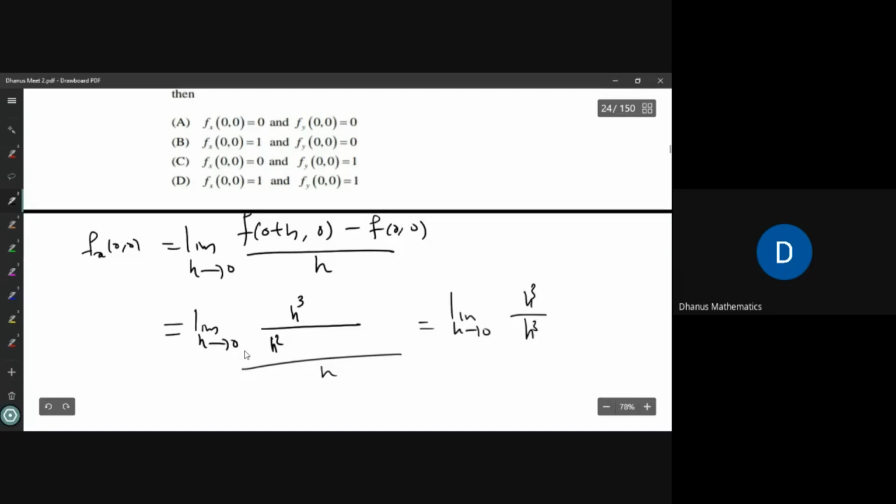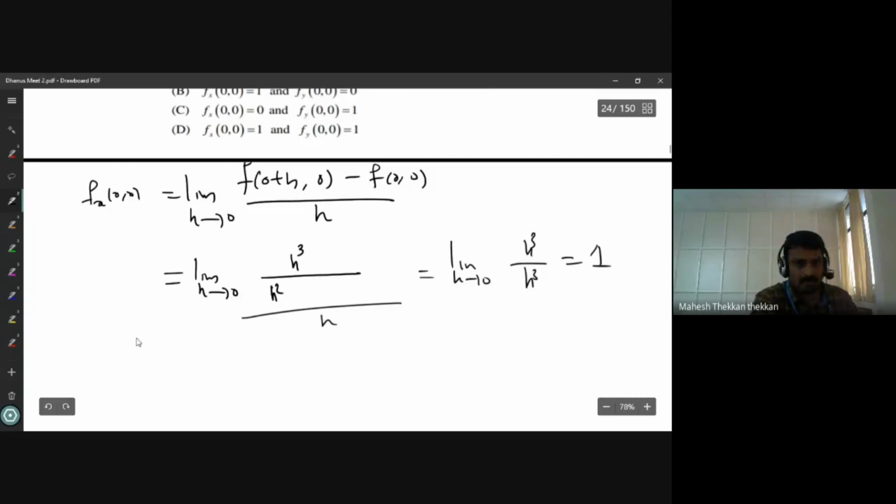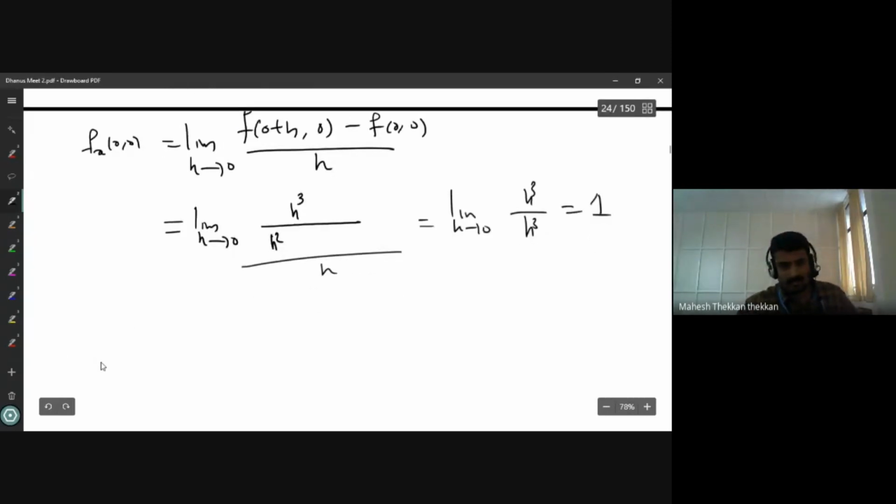You are commenting that option B is right. Yeah, it's 1. Correct. Option B is correct.